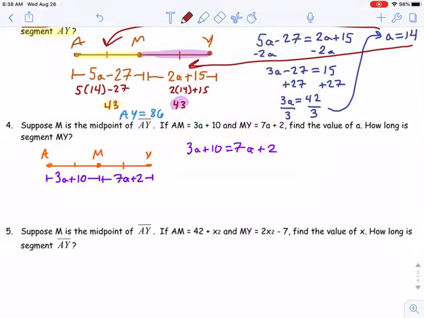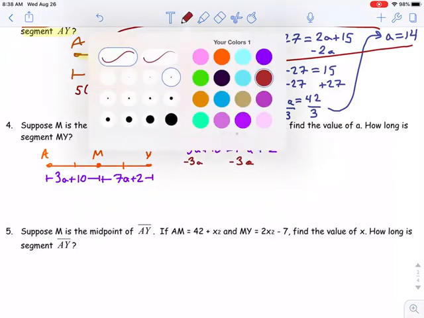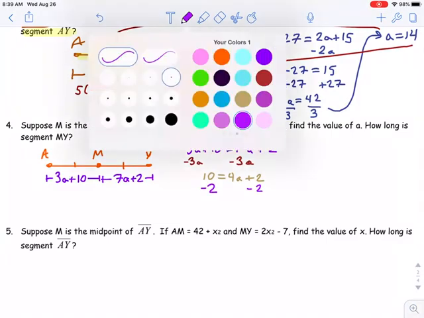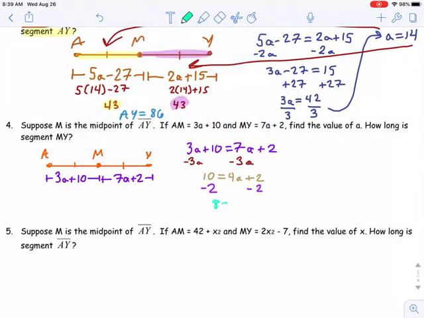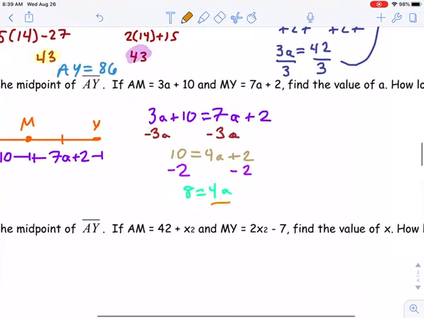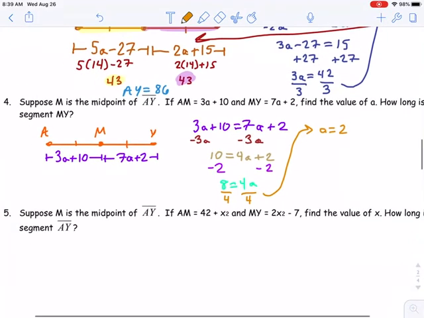From here, I'm going to subtract 3A from both sides. And then I'm going to get 10 equals 4A plus 2. Subtract 2 from both sides. This problem is very, very colorful. This looks very pretty. That last color reminds me of toothpaste for some reason. Divide by 4. A equals 2. All right, cool.